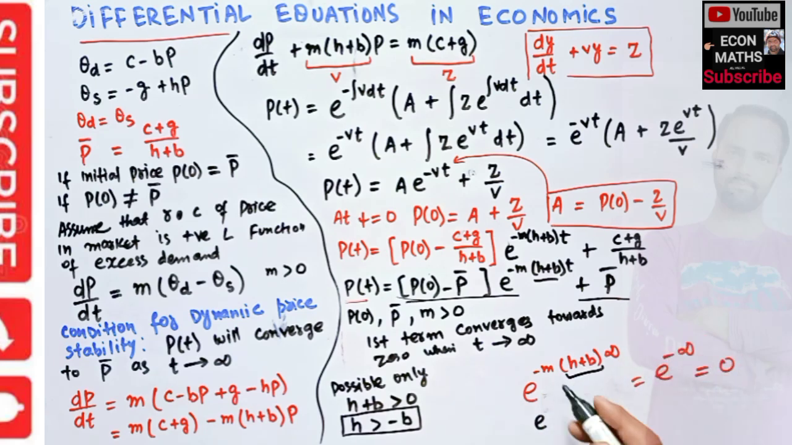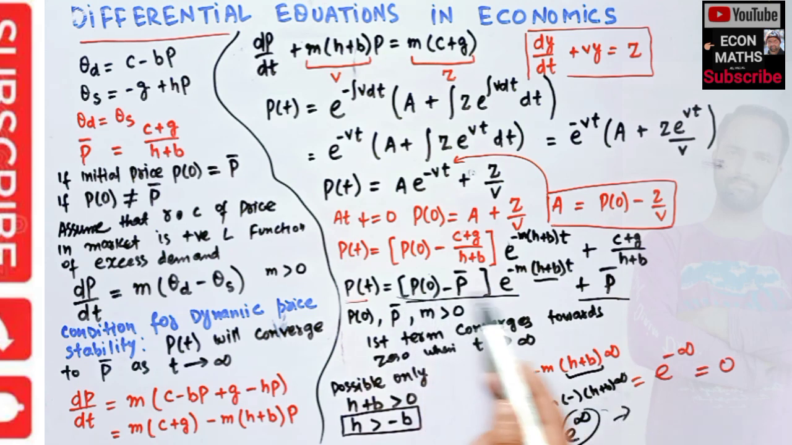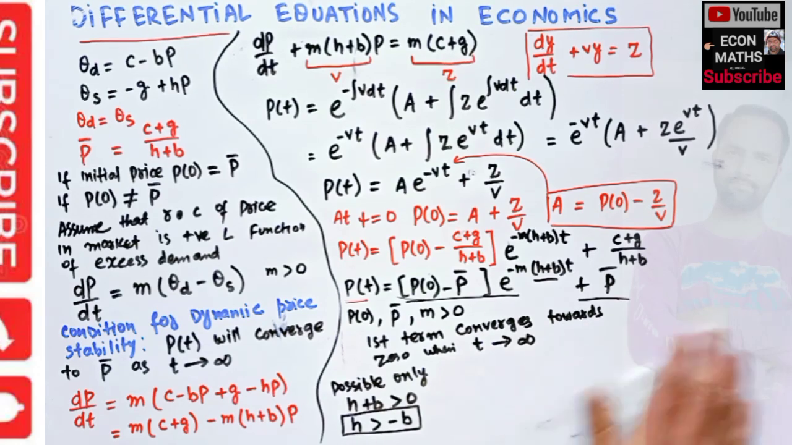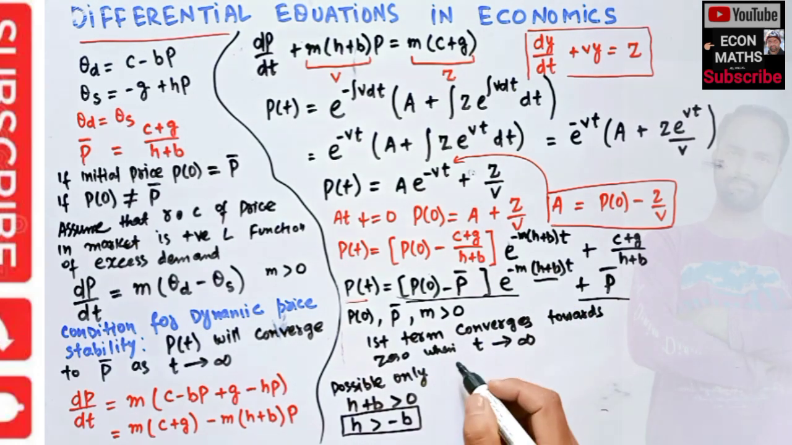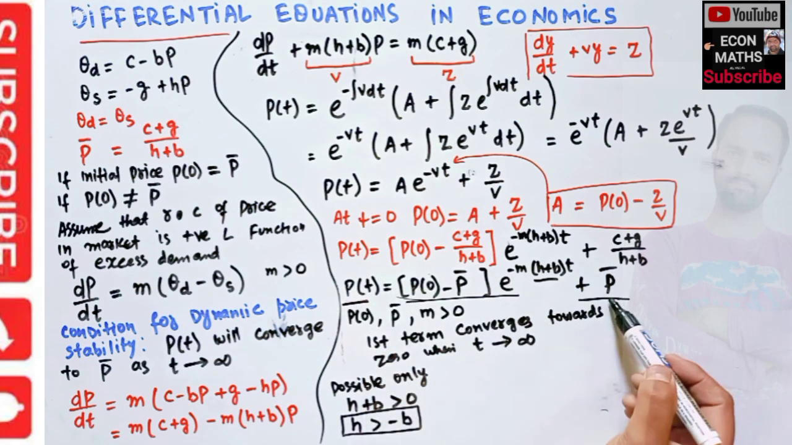Okay, so let me write it here. If it is minus m, if it is less than 0, it will become again minus h plus b. Okay, so let's write it in this form. So it will become e raised to the power plus infinity here. Okay, so e raised to the power plus infinity is not equal to 0. Then we will not get this first term equal to 0 on the RHS. So only when h plus b is greater than 0, the first term on the RHS is equal to 0. That means this PT will converge to this equilibrium price.